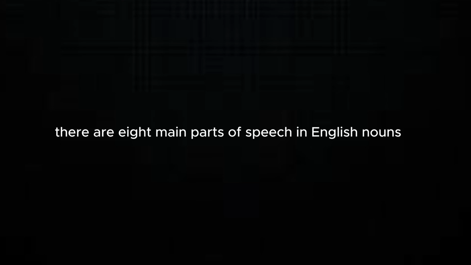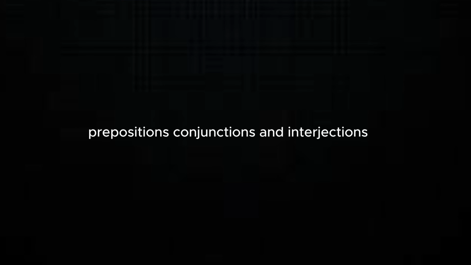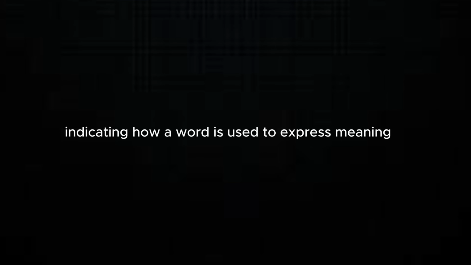There are 8 main parts of speech in English: nouns, pronouns, verbs, adjectives, adverbs, prepositions, conjunctions, and interjections. Each part of speech has a specific function within a sentence, indicating how a word is used to express meaning.